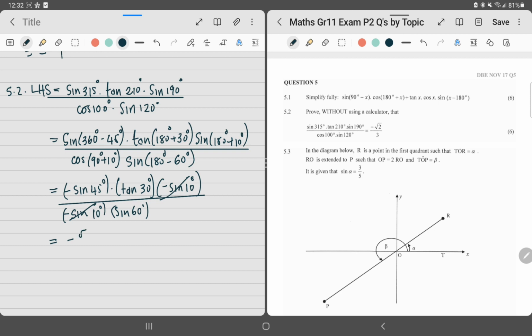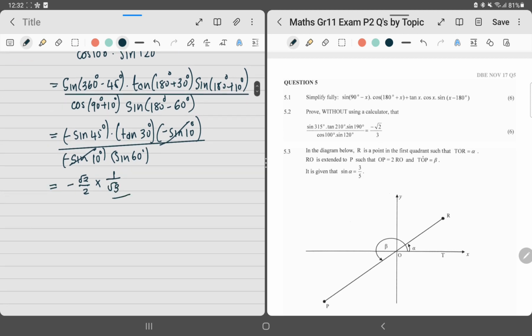So this is square root 2 over 2 multiplied by 1 over root 3 all over 2 square root 3. Now it's square root 3 over 2. Just double check the other ones. Square root 2 over 2, tan 30 is 1 over square root 3.